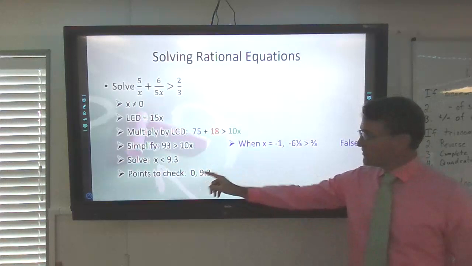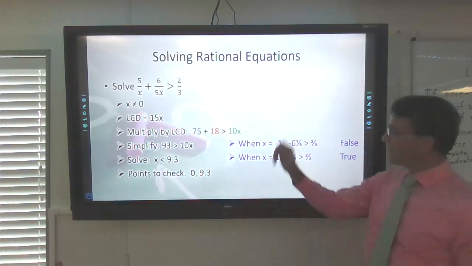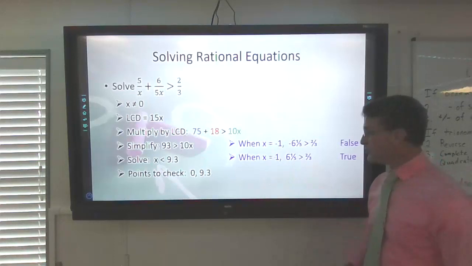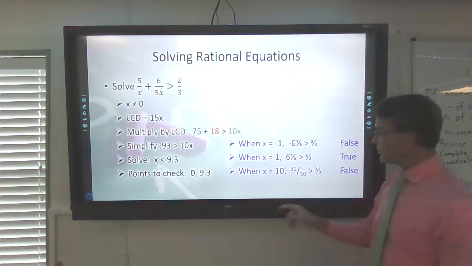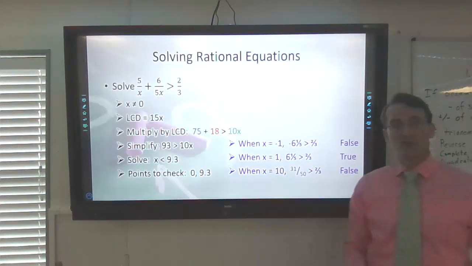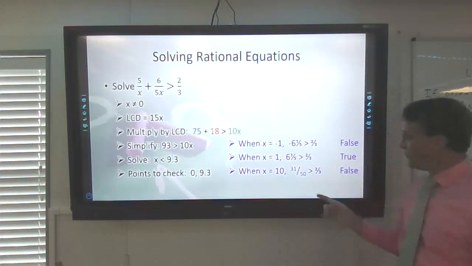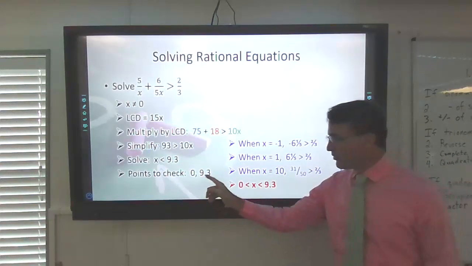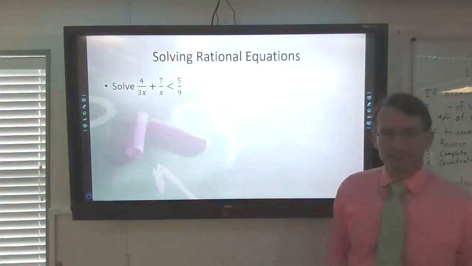Now I'm going to try a value between 0 and 9.3. I'll use 1. When I plug in a 1 in my original equation, I get 6 and 1/5 is greater than 2/3. That indeed is true, so that one works. And now I'll pick a value greater than 9.3. I'm going to use 10. So when I use 10 in my original equation, I get 31/50 is greater than 2/3, which is false. So therefore, my final answer is really only the values in between 0 and 9.3. Try this next one.